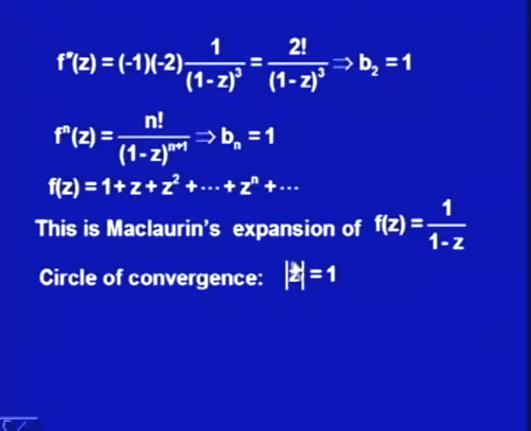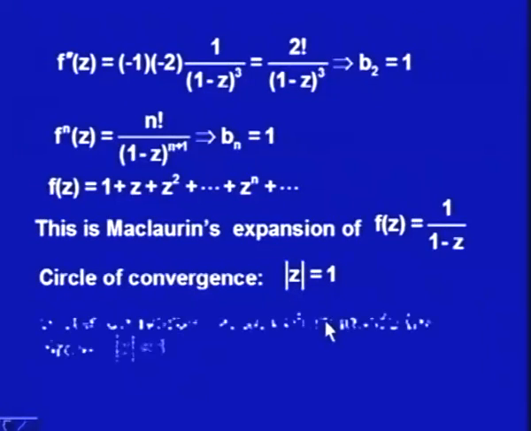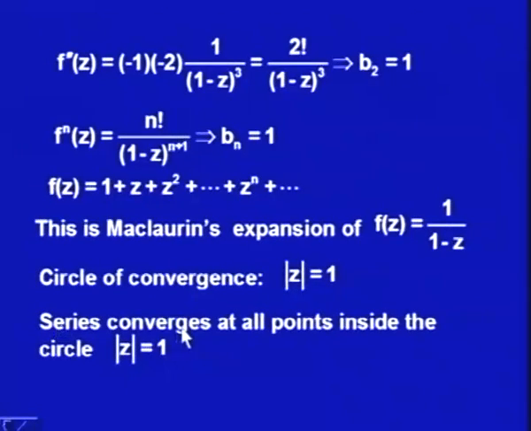The circle of convergence is modulus z is equal to 1, because the radius is the distance to the singular point of the function. A singular point is a point where the function is not analytic, and we have seen that this function is not analytic at z is equal to 1. It is analytic at z is equal to 0, but not analytic at z is equal to 1. So, the maximum distance is 1, and the circle of convergence is modulus z is equal to 1. So, the series converges at all points inside this circle mod z is equal to 1.